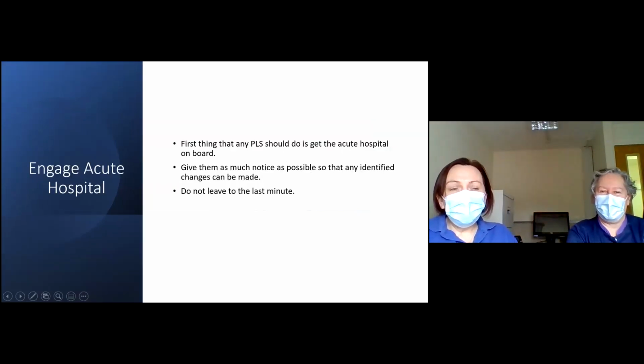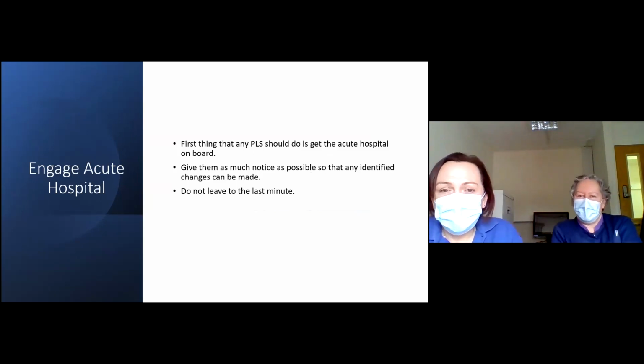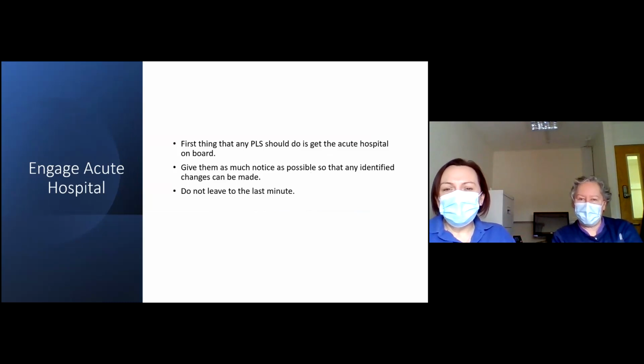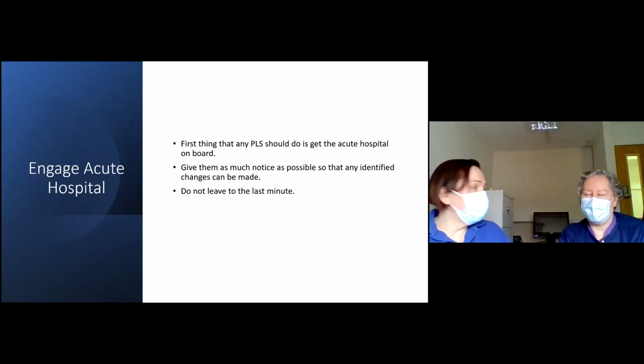So the first thing we did, which is why I think our room was so successful, is that we engaged our acute hospital. We've got a very good relationship with the acute hospital anyway. So we gave them as much notice as possible for any changes that might need to be made, and do not leave it to the last minute. I think that's the most important thing out of everything that we've done, isn't it? Yeah, I definitely would second that.